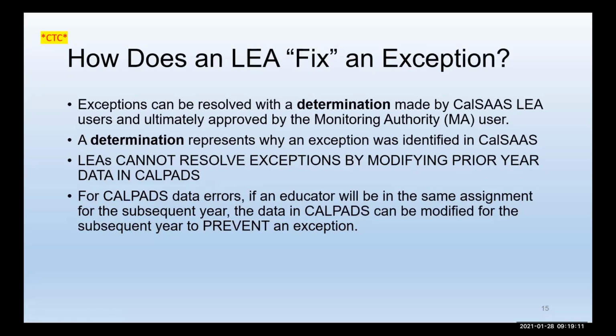Exceptions can be worked in CalSAAS by the LEA and monitoring authority users reviewing and selecting the appropriate determination. And the determination is the method used to justify why the exception was identified in CalSAAS. Districts and counties have the opportunity to review the exceptions generated in the system and respond with an explanation, referred to as a determination. The final determination of exceptions is the responsibility of the monitoring authority.